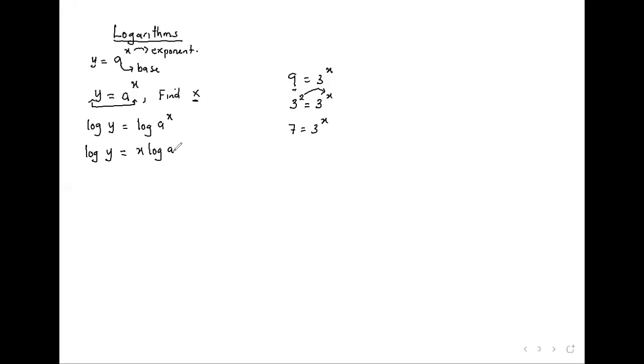Okay. This means that if we're looking for x, then we can divide by log a. So these will cancel, and x is going to be log y over log a. So we've done all this, we're just trying to find the value x.